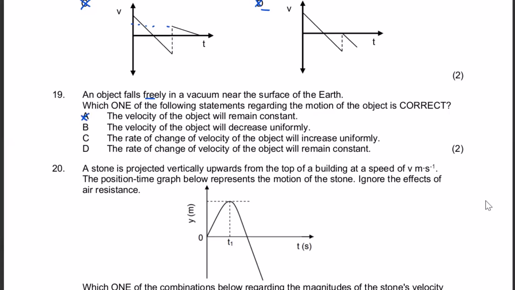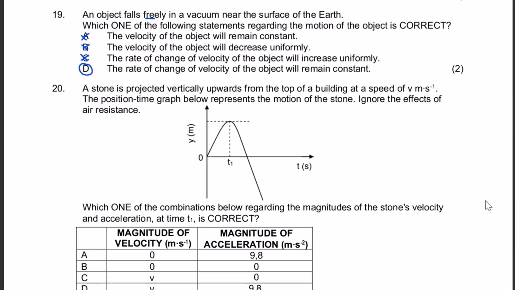Then A is incorrect. Then moving on to B, the velocity of the object will decrease uniformly. Also, this one is going to be incorrect. Then C, the rate of change of velocity of the object will increase, it doesn't increase. Then option D says the rate of change of velocity remains constant there. So it means the correct option is going to be option D there.